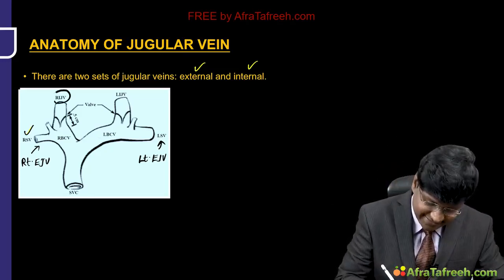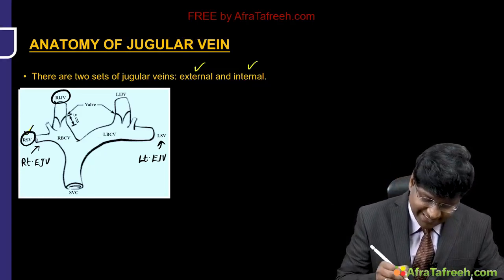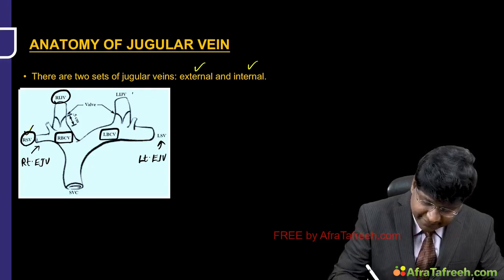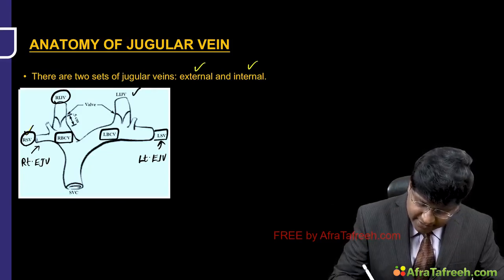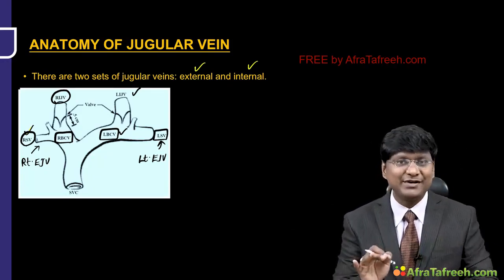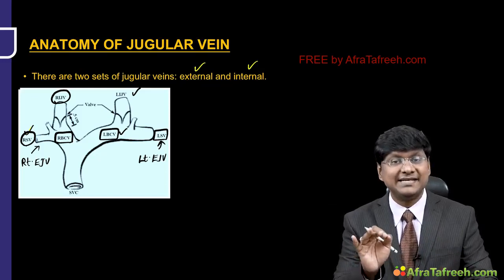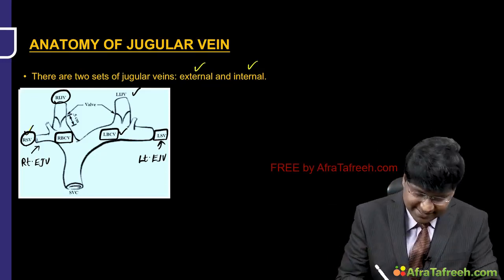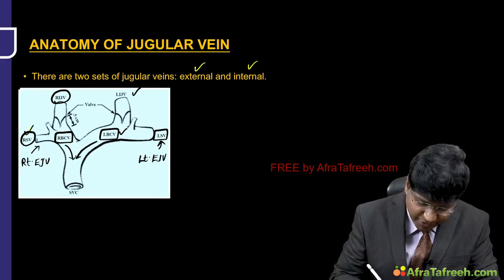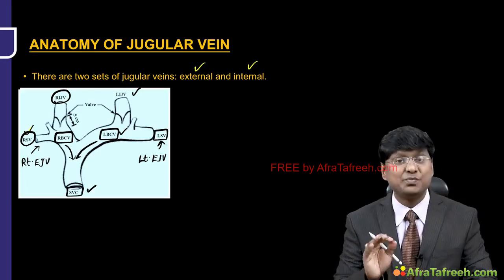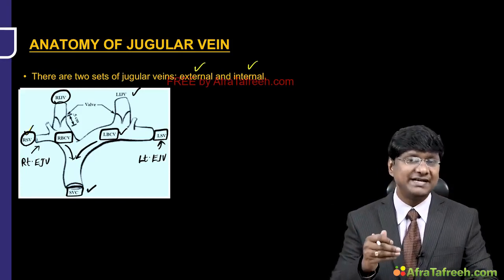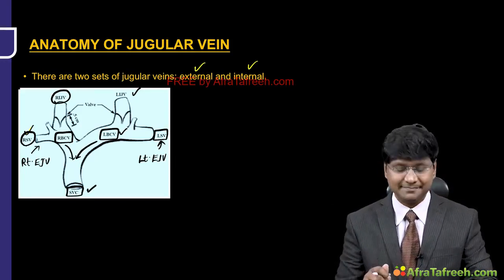You can see that here, this subclavian vein joins with the internal jugular vein to form the brachiocephalic vein. In the same way, the left internal jugular vein joins with the left subclavian vein to form the left brachiocephalic vein. And this brachiocephalic vein is also called the innominate vein. Now, the right as well as the left brachiocephalic veins together drain into the superior vena cava, which delivers the blood into the right atrium.